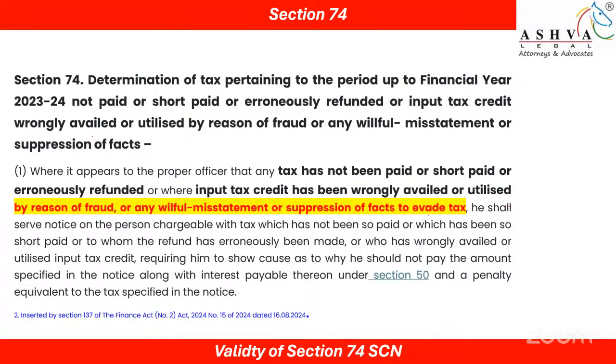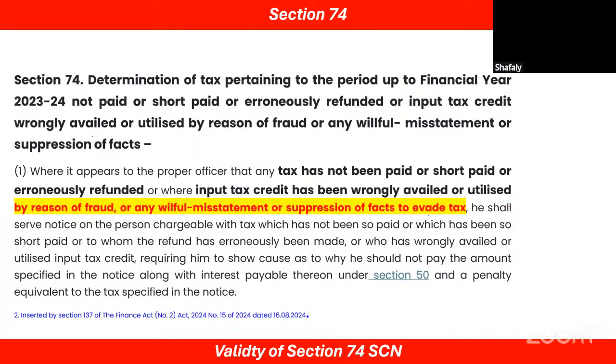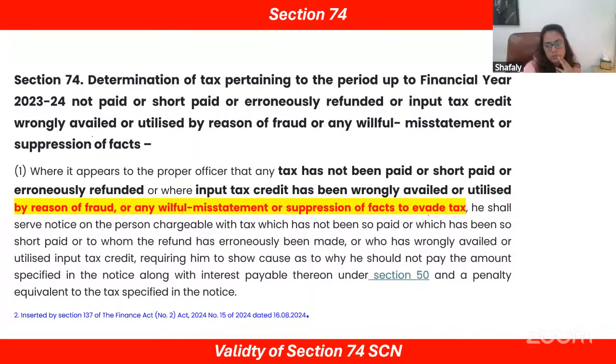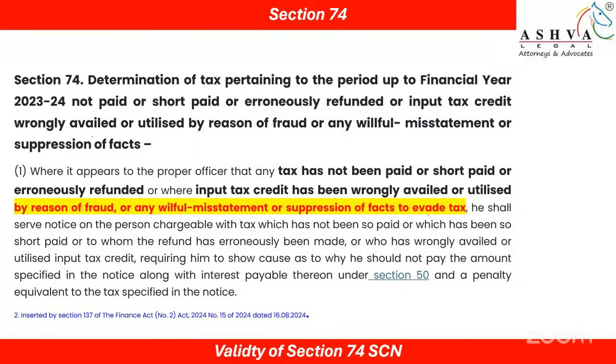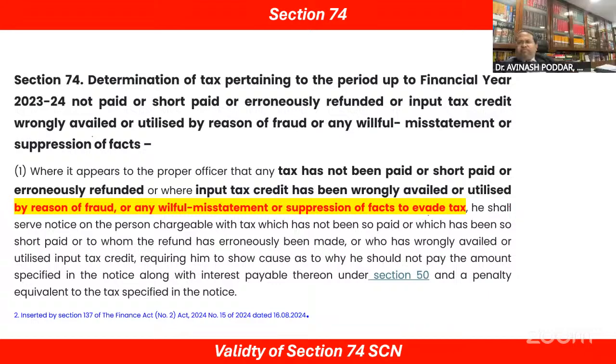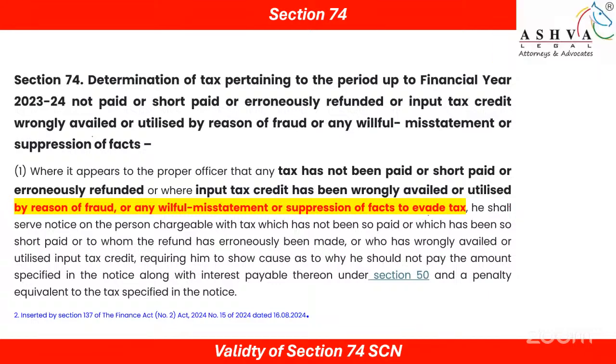One is the comment, I think that is fine. What are the action or procedure or step of department before issuing SCN under section 74, and how they assume fraud or willful misstatement? I think we have discussed this at length. Unless there is some specific question you want to ask.